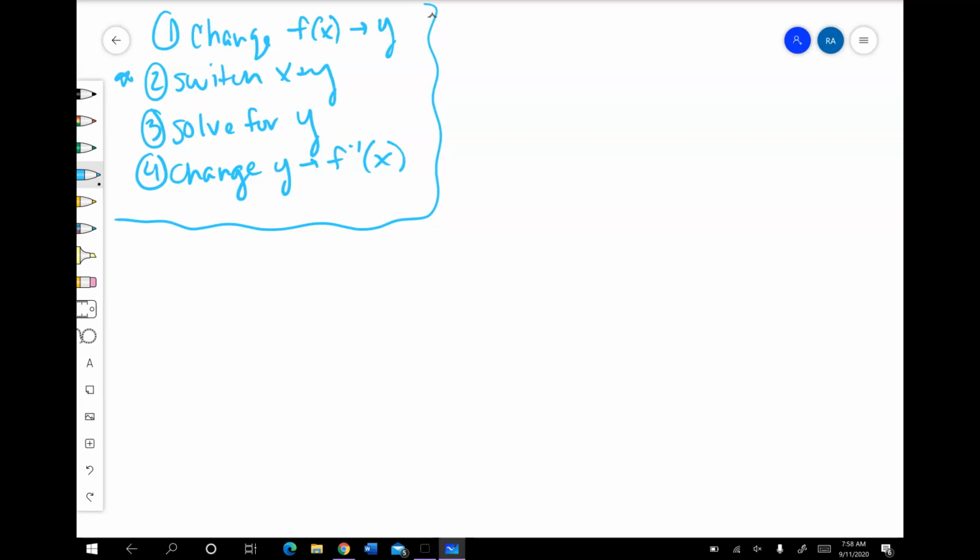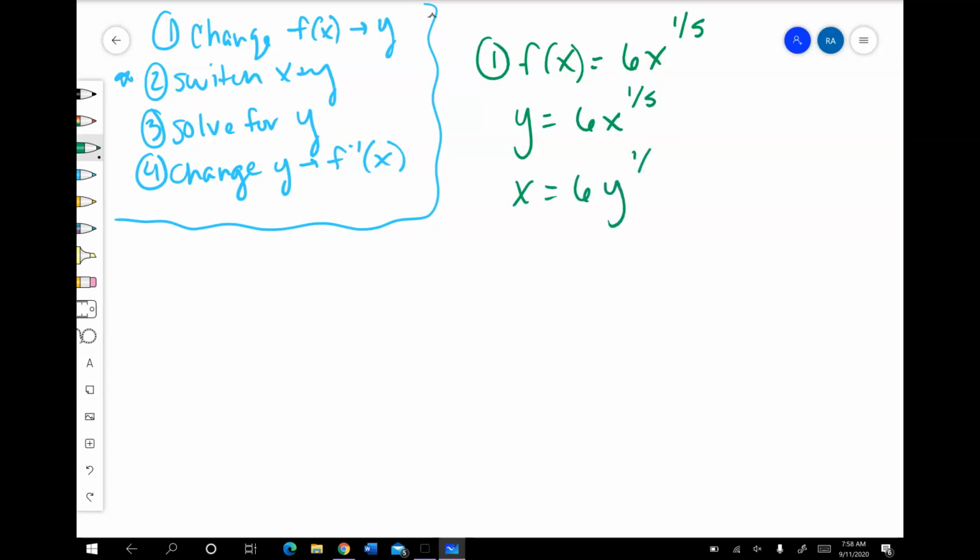All right, so number 1. Number 1 is going to be f of x is equal to 6x to the 1/5. All right, so first change f of x to y. Then I'm going to switch x and y. Now here comes the solving part. You work outwards to inwards. So I'm going to first get rid of the 6, so I'm going to divide by the 6.